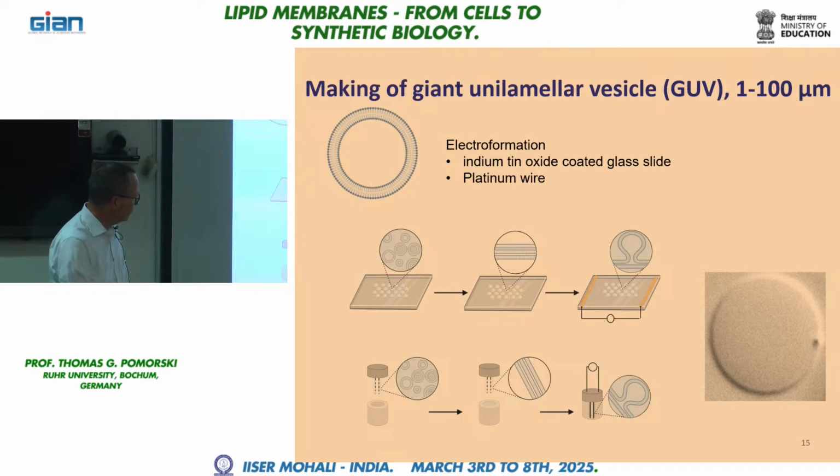Then you get this thin lipid film, and you put on these wires again an electric field, so a voltage that generates an electric field, and you get this shedding off of vesicles and end up with this in the microscope. And if you do well today, you will see this. You will do this by yourself.